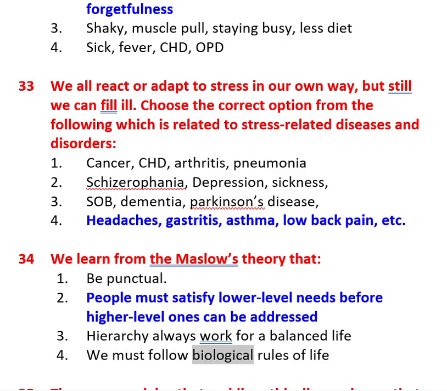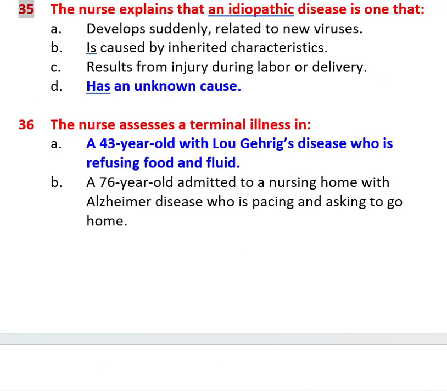We must follow biological rules of life. 35. The nurse explains that an idiopathic disease is one that develops suddenly related to new viruses, is caused by inherited characteristics, results from injury during labor or delivery, has an unknown cause.